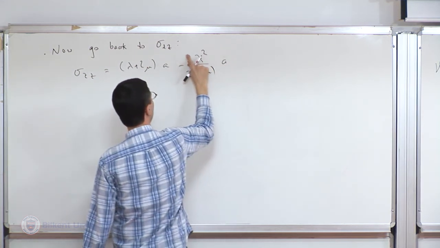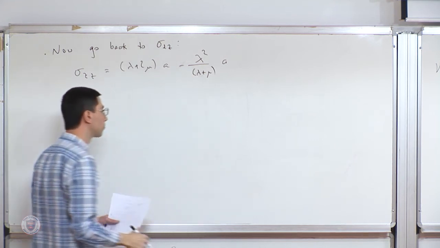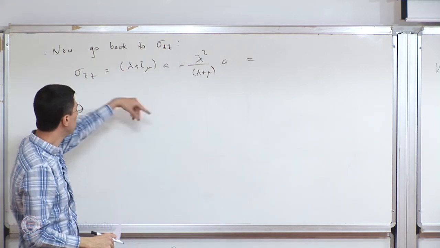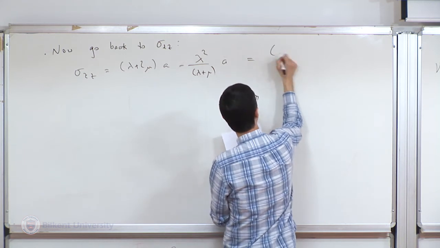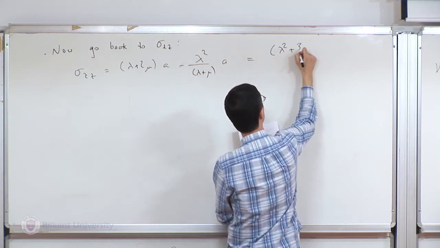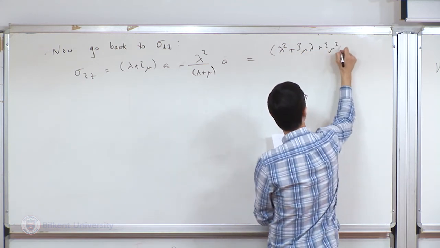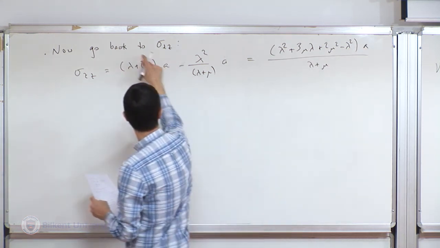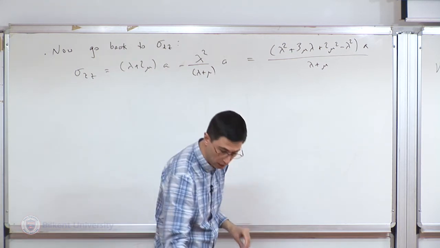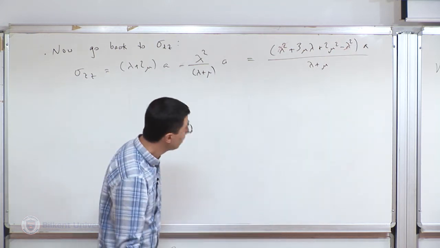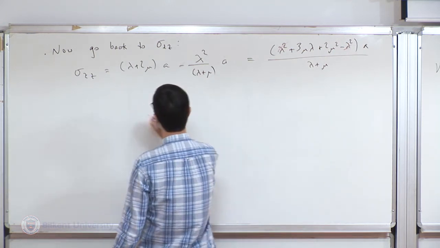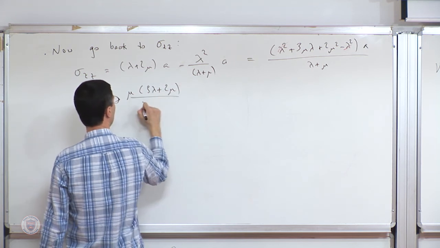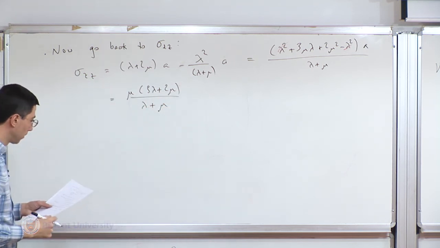And the 2's cancel. Okay. You just have to do some multiplication with a common denominator. So if you do that, you get 3 mu lambda plus 2 mu squared minus lambda squared, right? So all I'm doing is I multiply that part with lambda plus mu, collect everything, and now the lambda squares cancel each other, and I am left with mu times (3 lambda plus 2 mu) over (lambda plus mu) times A.